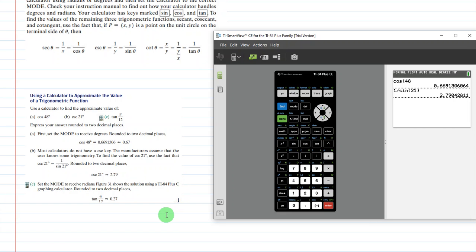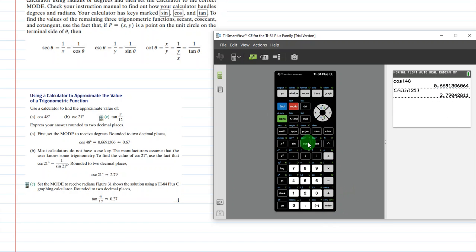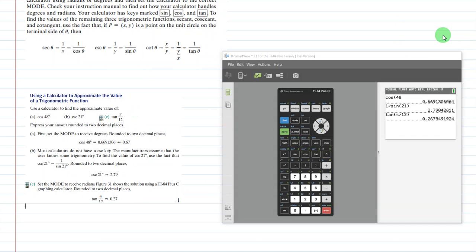So if you are given your angle in radians, in other words, this pi over 12, we could go back to mode, change that back to radians, second quit, and then if we did tan, and pi is above the caret key, so we can do second and the caret divided by 12 and hit enter, and we get the 0.267, which rounds to 0.27. So that's a quick how to do those on the calculator.